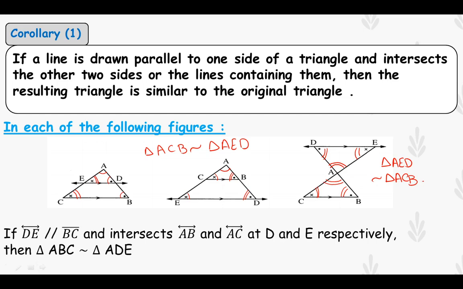So here, if DE is parallel to BC and intersects AB and AC at D and E respectively, then triangle ABC, the large one, will be similar to triangle ADE. This is the first case, okay? And the second case, triangle ACB will be similar to triangle AED, and in the last one, triangle AED will be similar to triangle ACB. Okay? Okay, let's go to example 1.